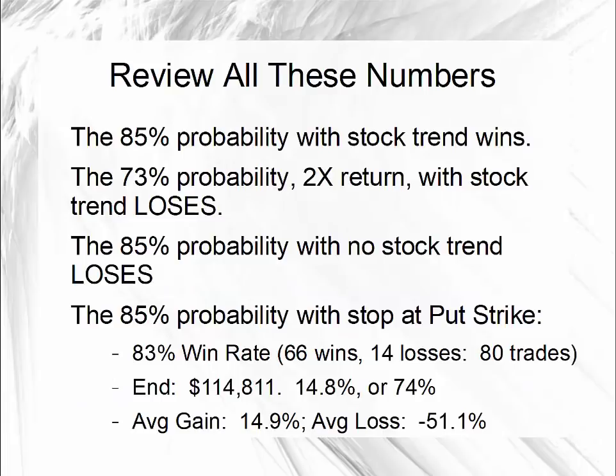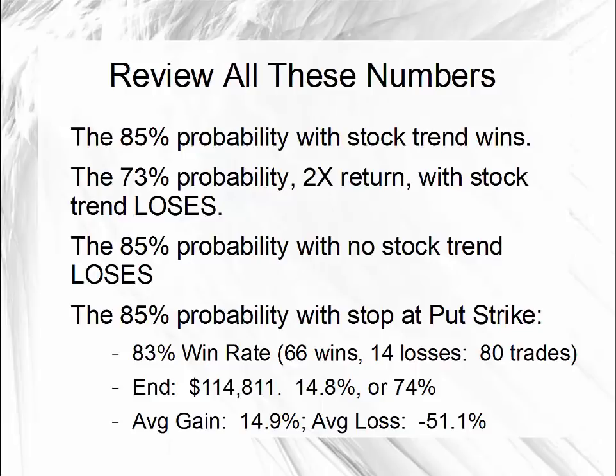And let's review all these numbers. We saw that that 85% probability with the stock trend was a winning track record. Looking for the higher probability with 2 times the return, an average of a 31.2% return instead of 15% with the stock trend lost. And using that winning one, but taking out the stock trend, also lost. As did taking the 73% probability and trying to put in a stop. But of course, the most successful would be taking that 85% probability search, but using a stop if the stock hits the short put strike price.